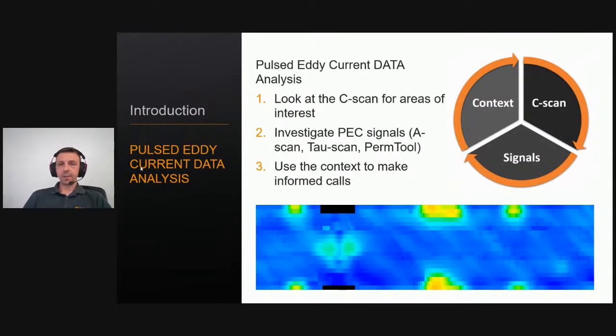To perform the data analysis, always remember the three most important points. First, look at the C-scan for areas of interest or any special features. Then we look at the PEC signals, mainly the A-scan, the tau scan, and the Perm tau. And finally, and I could say that it is one of the most important parts, always use all the information regarding the context to make informed calls.